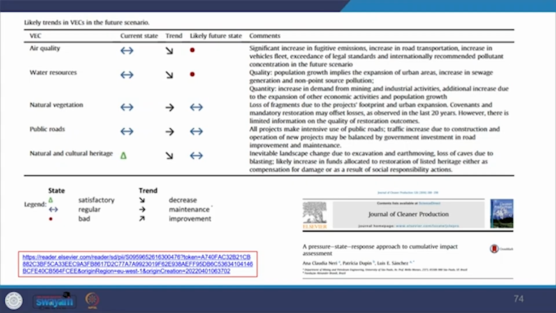So you can see red is indicating a bad trend, the arrow down is showing decrease. So the current state is regular, but you can see the trend is decreasing, and the likely future state is red, it's going to be bad for air quality. So that is how they are undertaking it.